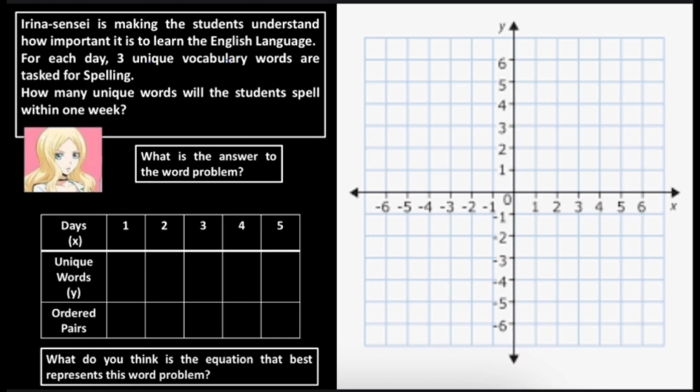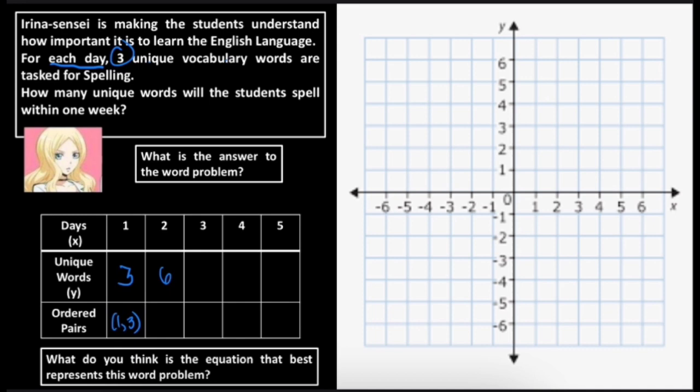And now we again have a table of values here, and we have the number of days wherein she gives spelling exercises. So for the first day, as mentioned in the word problem, for each day there are 3 unique vocabulary words. So for the first day, that's 3. So our ordered pair is (1, 3). For the second day, we'll have 6 all in all. So basically, if you add 2 days, for the first day you got 3, the second day you have another 3, so that's 6 all in all.